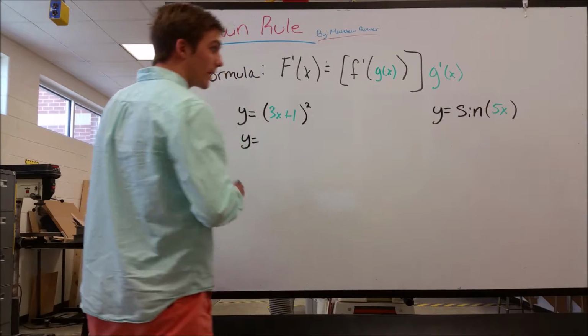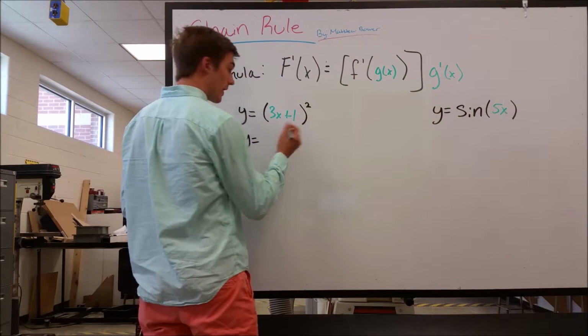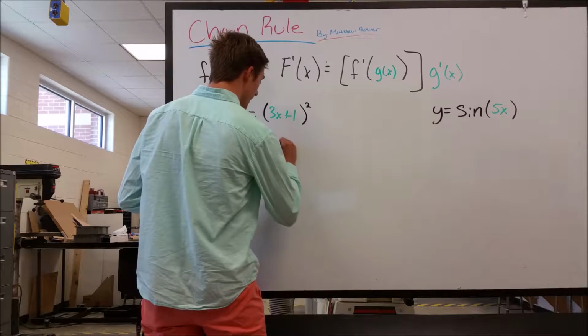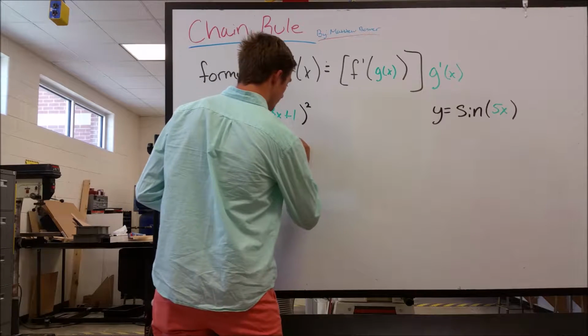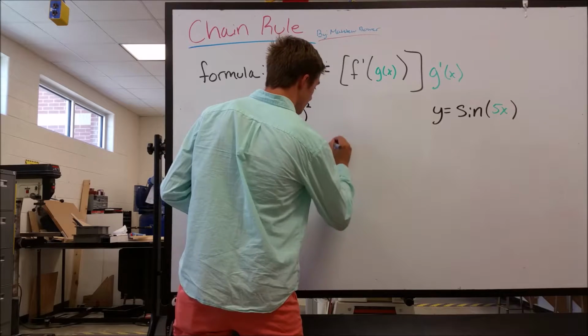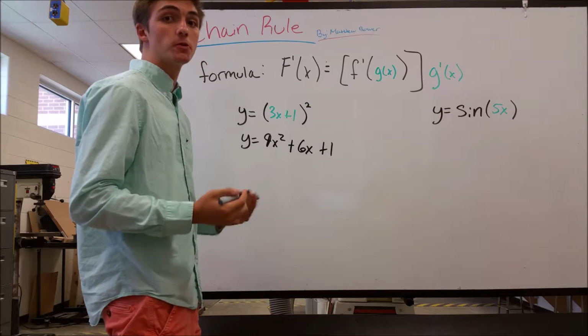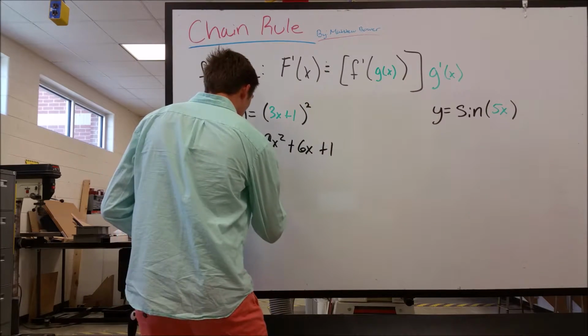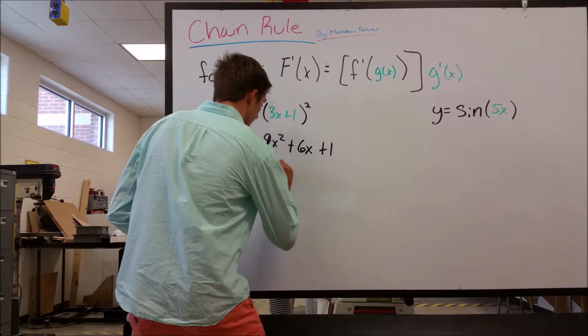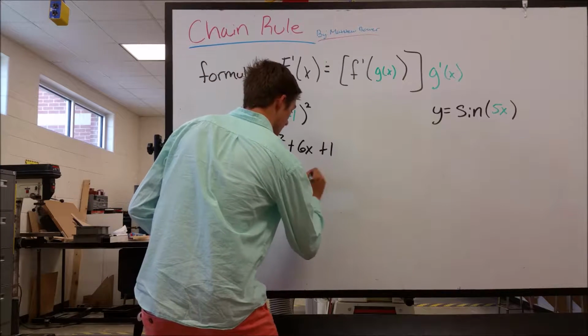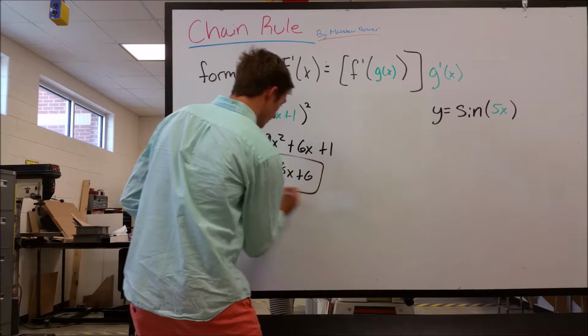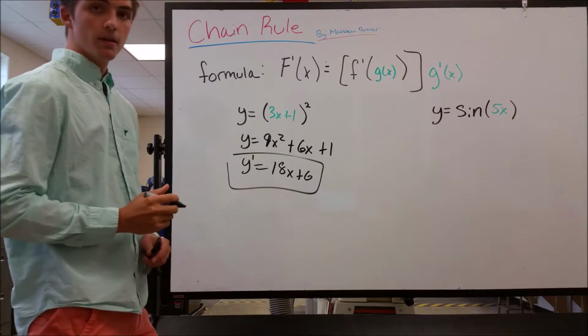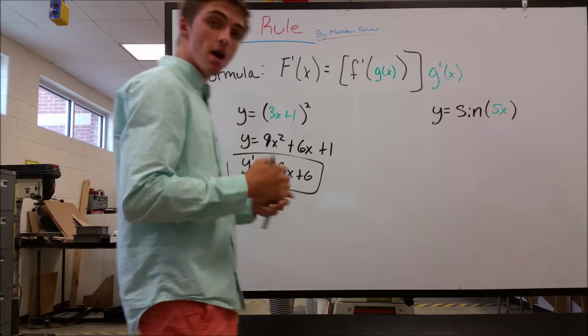So first we're going to multiply it out. You're going to multiply it out and get 9x squared plus 6x plus 1. And then you're going to derive it. So now it's going to be y prime equals 18x plus 6. Okay? That's multiplying it out. Now let's do some chain rule.